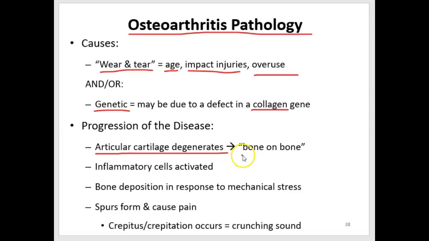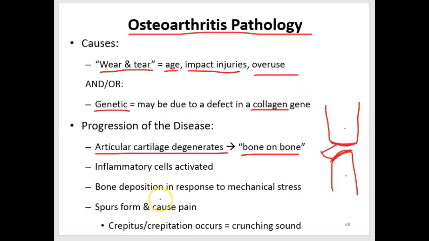And so then you just have bone on bone. So if you think of two bones that articulate, and there's hyaline cartilage up here, and there's hyaline cartilage down here, that's supposed to provide a little bit of protection to the bone, makes the two bones glide smoothly past one another. If that articular cartilage has degenerated, then you just have bone on bone. And that's kind of grating, right? And it would cause damage to the bone.